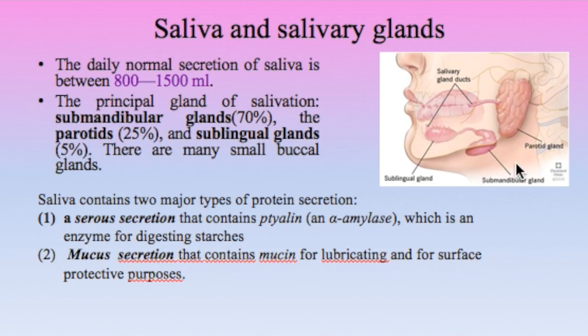It is important to know that the parotid gland secretes only serous secretion, while the submandibular and sublingual glands have mixed secretion. They secrete both serous and mucus secretion, and the buccal glands secrete only mucus secretion.